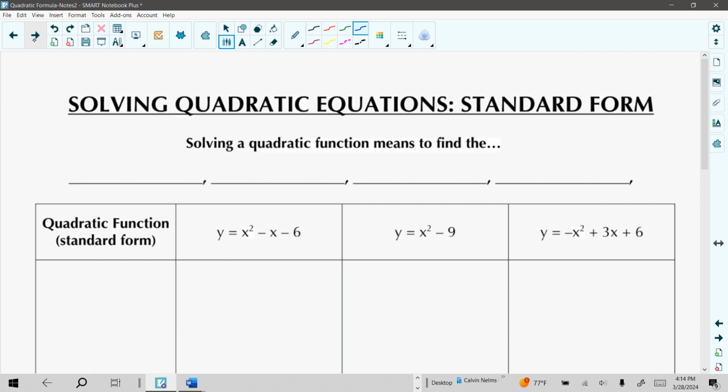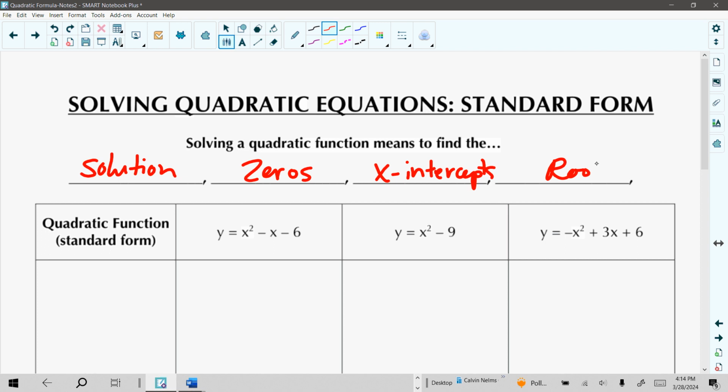So whenever we're solving a quadratic function, it means we're trying to find our solution, or we can say we're trying to find our zeros, our x-intercepts. These all mean the same thing. Or we're trying to find the roots. Okay. So if it's y equals, then it is in standard form. We just substitute the y with our 0 and then go at it.